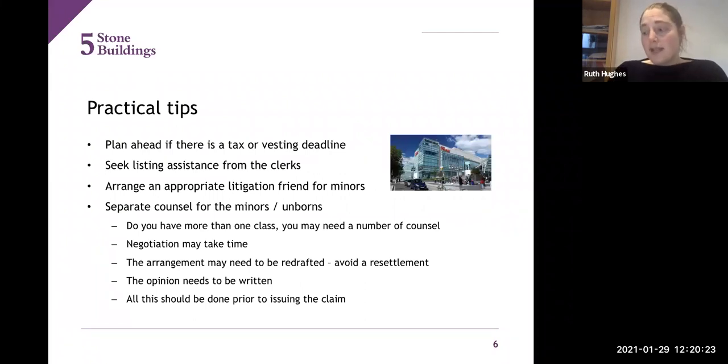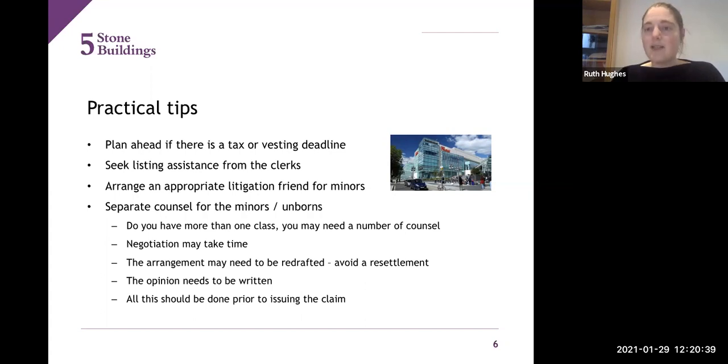So as I said, do plan ahead if there's a vesting or other deadline, because it's easier to do it not at the last minute. Seek assistance from the clerks early to get listing in advance and see if that's possible. Choose an appropriate litigation friend for your minor.